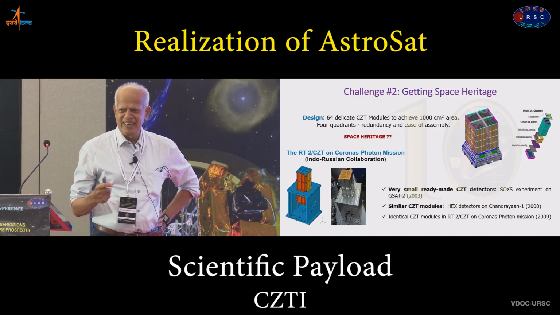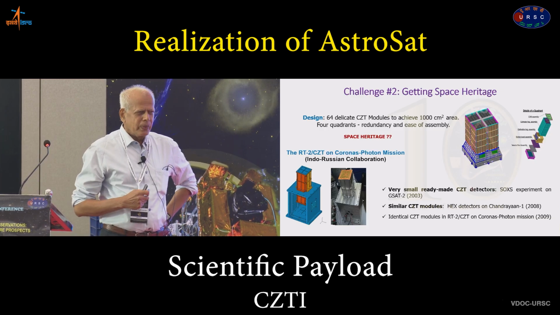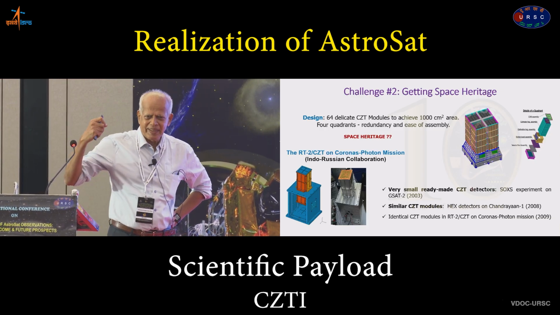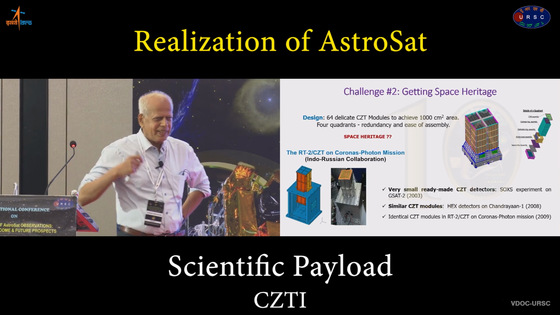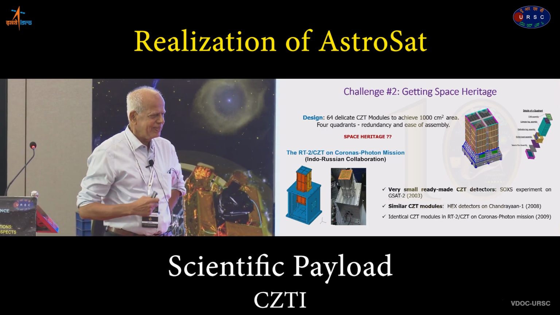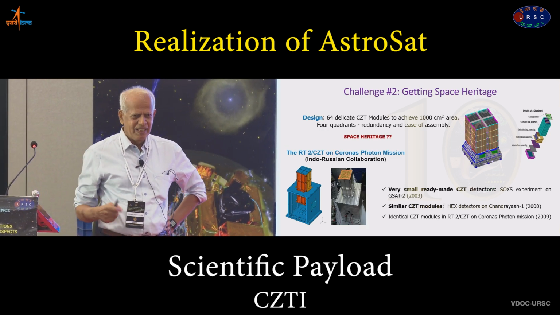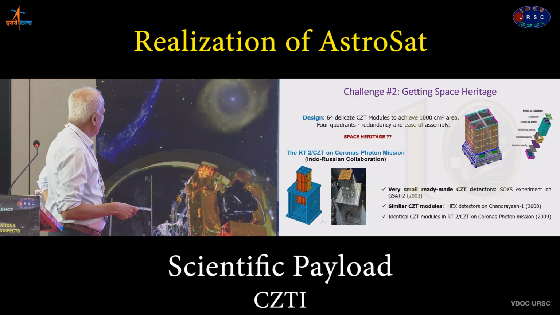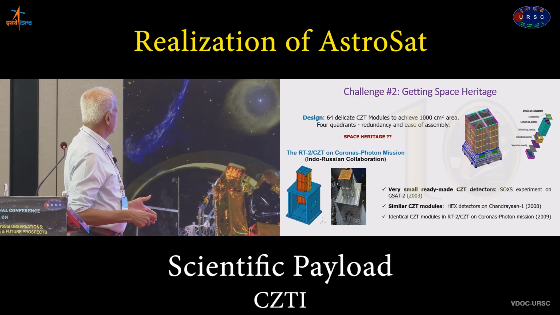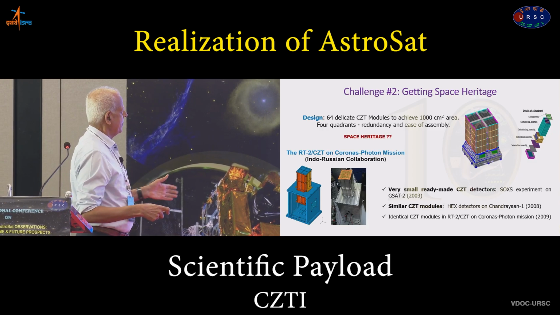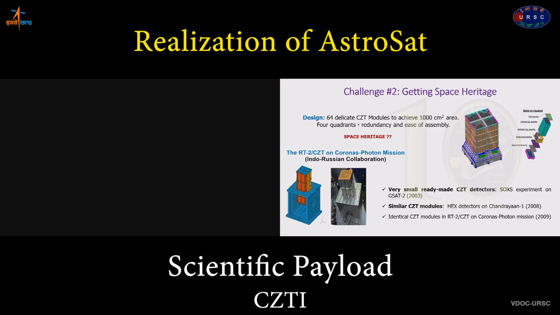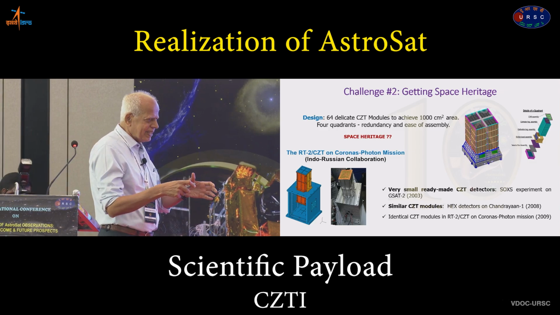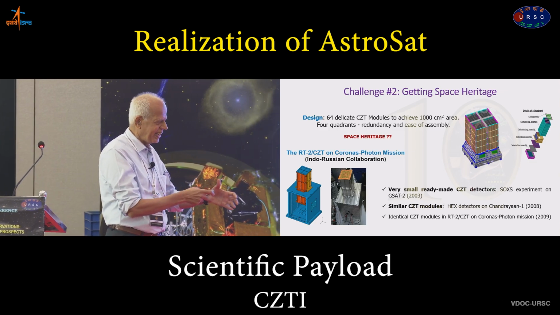How to get space heritage? One thing is that you think carefully, make it well, and send it up, it will work. No, I think there are many intricate things which generally come from experience. So for example, these are new detectors, and typically we need 64 such delicate modules to make 1000 centimeters square. From the design itself, we made it in quadrants so that there is redundancy.